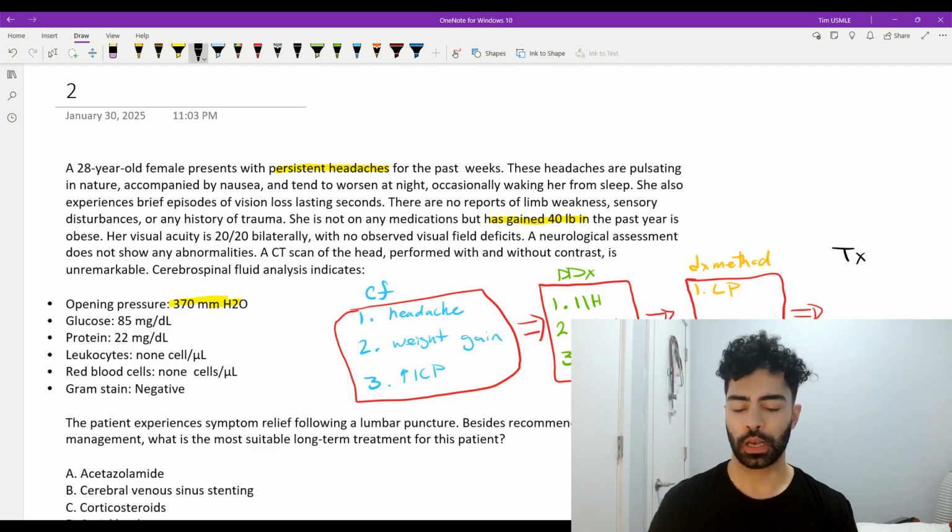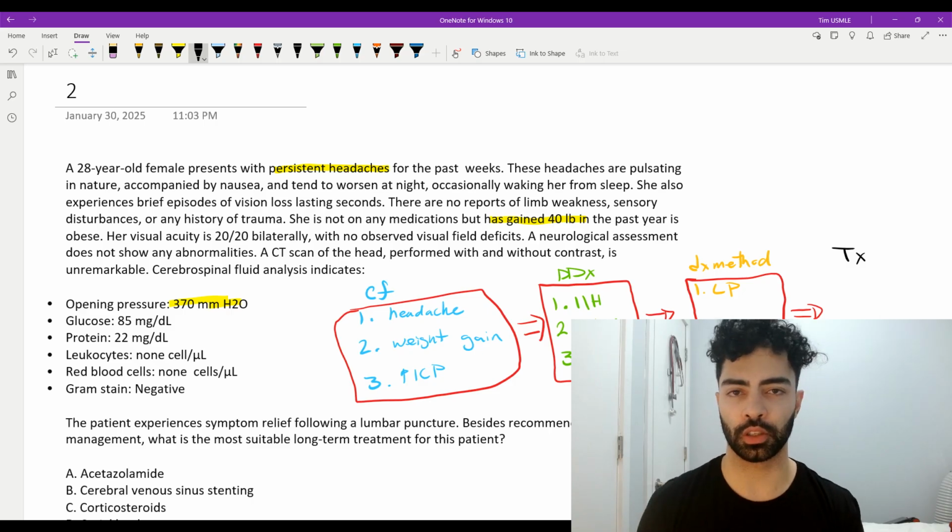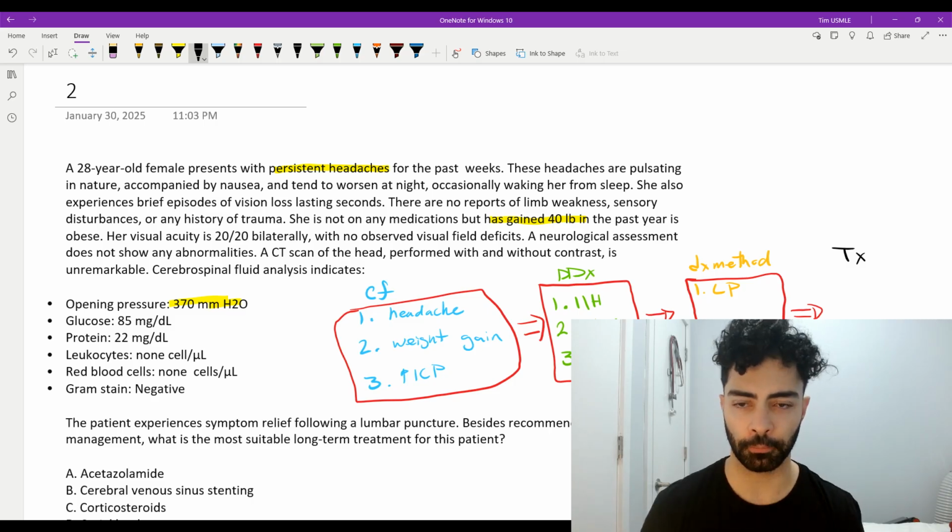So, general treatment, we want to make the patient lose some weight because this is correlated with increased weight. Certain drugs like doxycycline, like retinoids, like vitamin A, can cause this condition. So you want to tell the patient to stop doing that. A lot of times, if a patient has recently started a drug, the answer to the question is have him stop taking that drug.